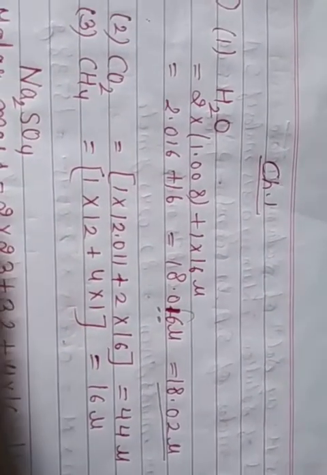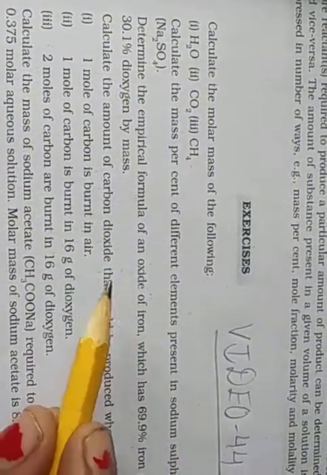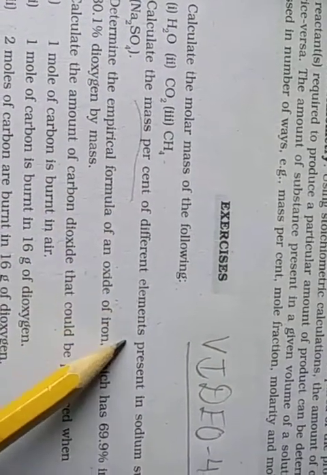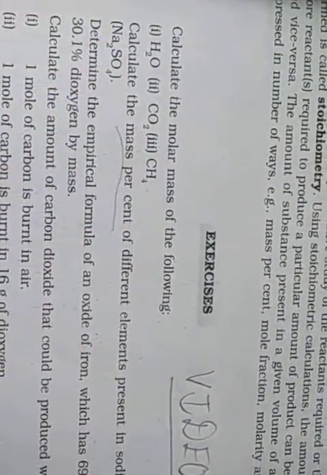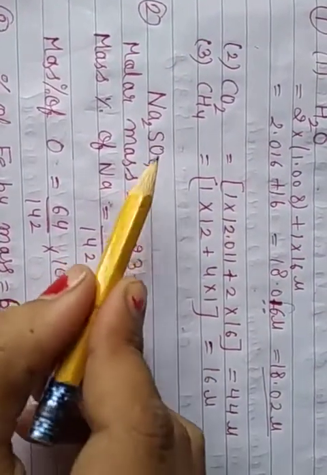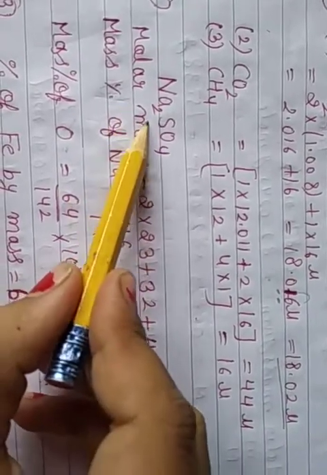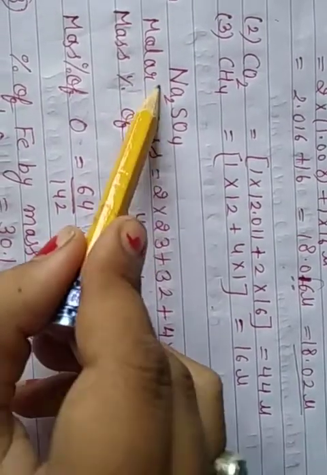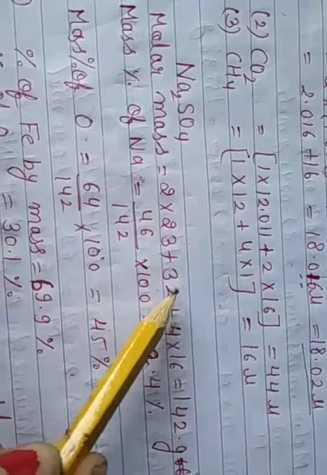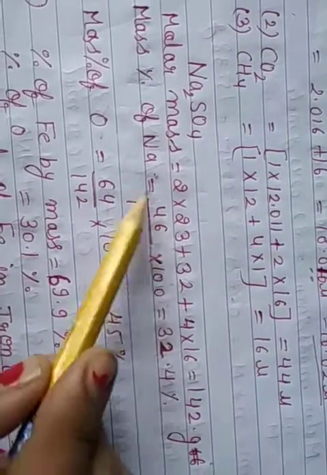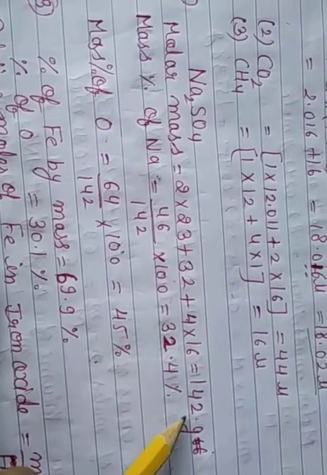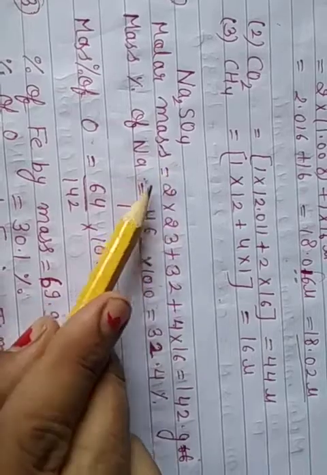Then question number second: calculate the mass percent of the different elements present in sodium sulfate. So the solution: sodium sulfate is Na2SO4. First we have to find the molar mass of sodium sulfate. So sodium 2 into atomic mass 23 plus sulfur atomic mass 32 plus oxygen 16 into 4. So calculate, 142 gram is the molar mass of sodium sulfate.